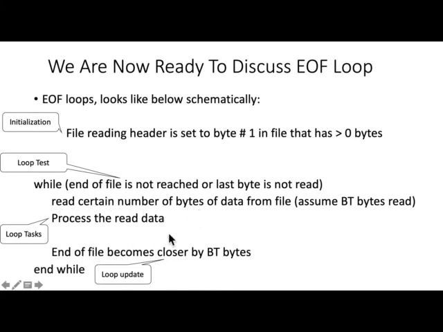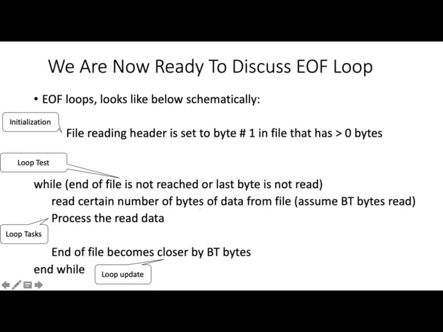And since I've gone past a certain number of bytes in the file, end of file becomes closer by that many bytes, and that's the loop update, because the loop condition depends upon not reaching the end of the file. When we read certain bytes and we get closer and closer to the end, that means we are updating the loop condition in a way that eventually it will reach the end of the file, in which case this condition will be false and we will exit the loop.